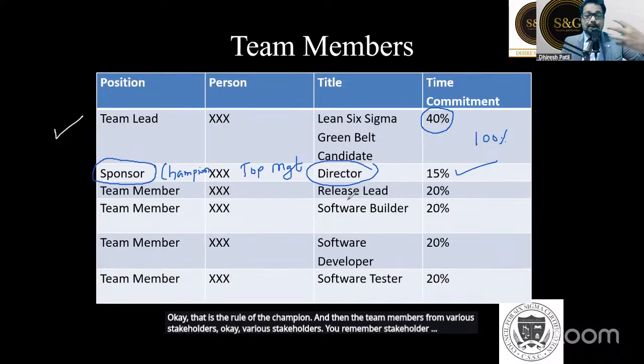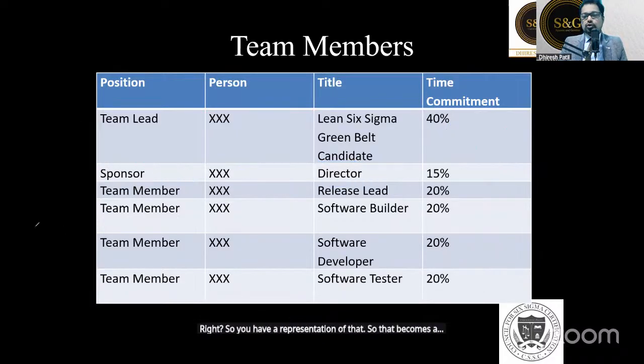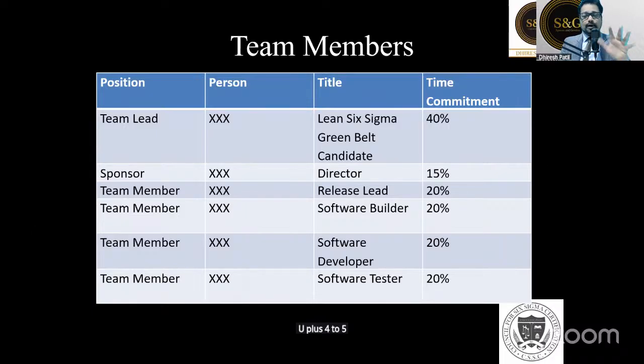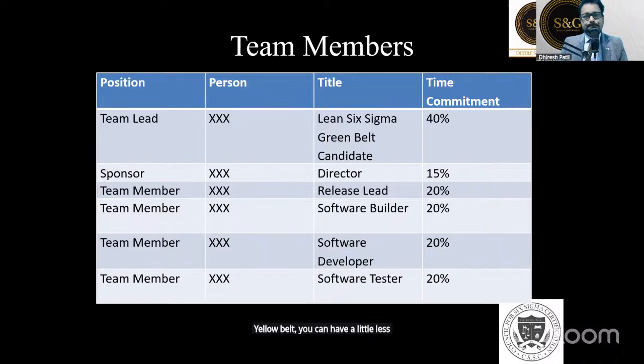Stakeholders are the people and departments who are impacting or getting impacted because of the problem, right? So you have a representation of that. That becomes the constitution of the team. Generally, you plus 4 to 5 members in the team is a good composition for a green belt and a black belt project. Okay. For a yellow belt, you can have a smaller team as well.